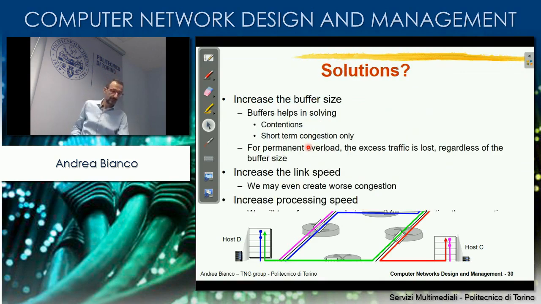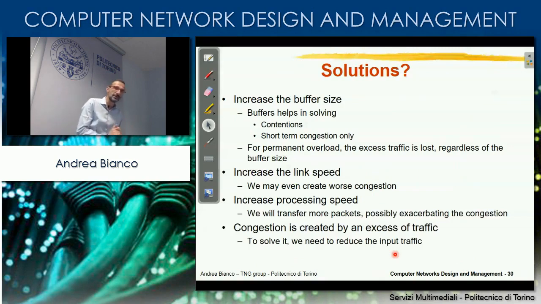Okay, so we have described the problem. And so I hope that you are convinced that it's a bad problem. So what can we do to solve it? Well, you may say, what's the big deal? Increase the buffer size. The buffers are there to save and to avoid dropping packets. The larger the buffer size, the more packets you save, the fewer packets you drop, right? That makes sense.